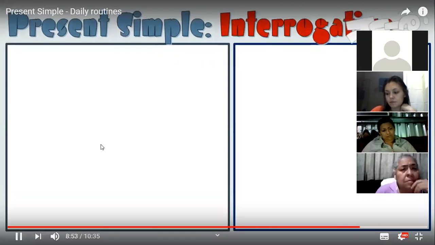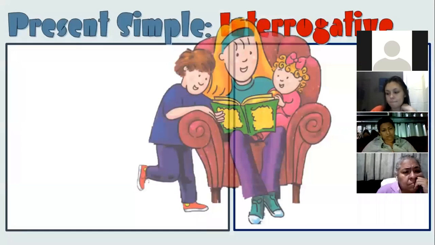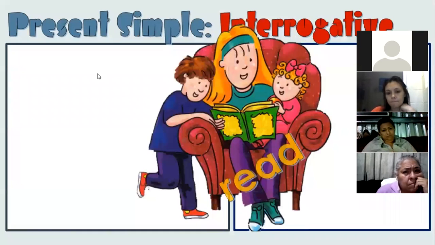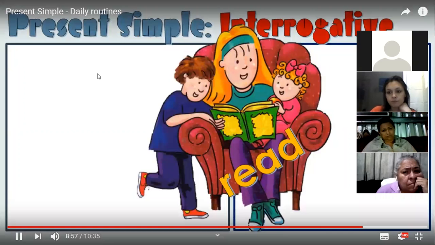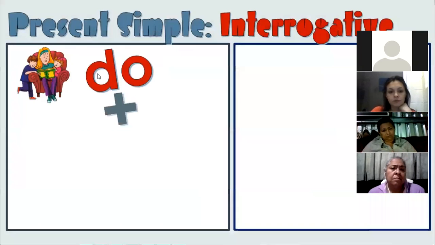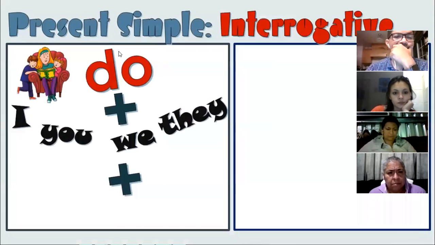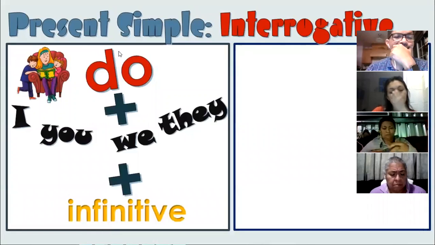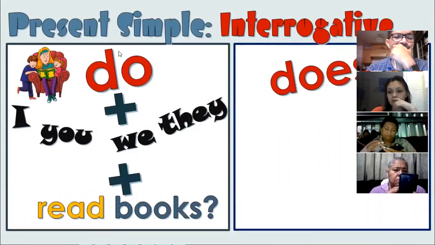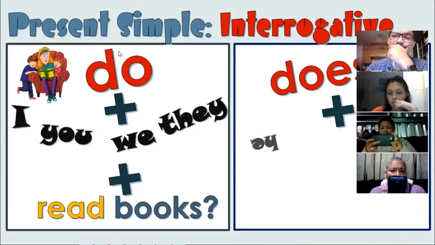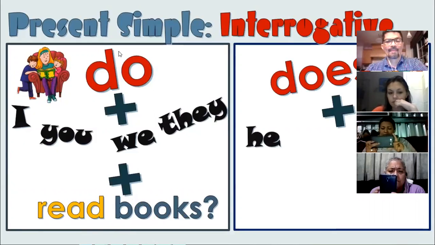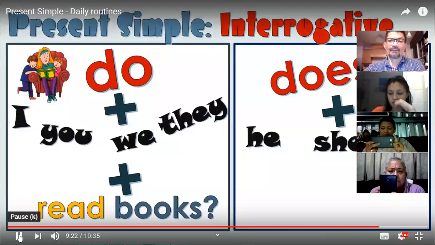Rule. Read: do, plus I, you, we, they, plus infinitive. Read books. Does, plus he, she, it, plus infinitive.